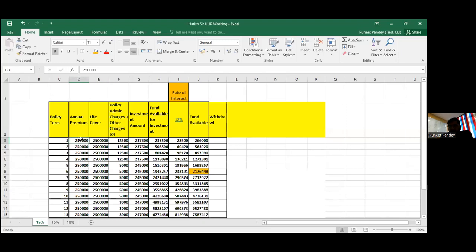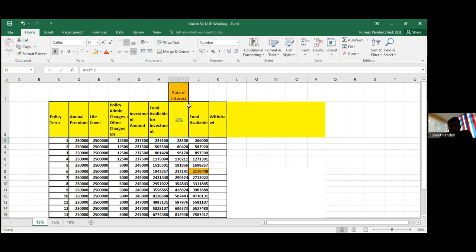The customer is paying an annual premium of 2,50,000 rupees. 10 times his annual premium will be the life insurance cover. Right, sir? So 25 lakh is the insurance cover from day one. Policy admin plus other charges, I have calculated at the rate of 5%, which is 12,500 rupees. Total investment amount is 2,37,500. Fund available for investment is 2,37,500.